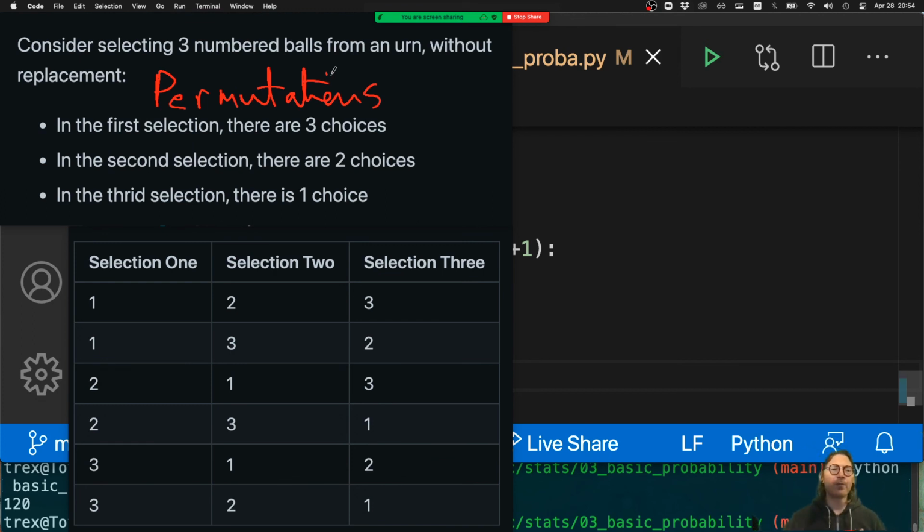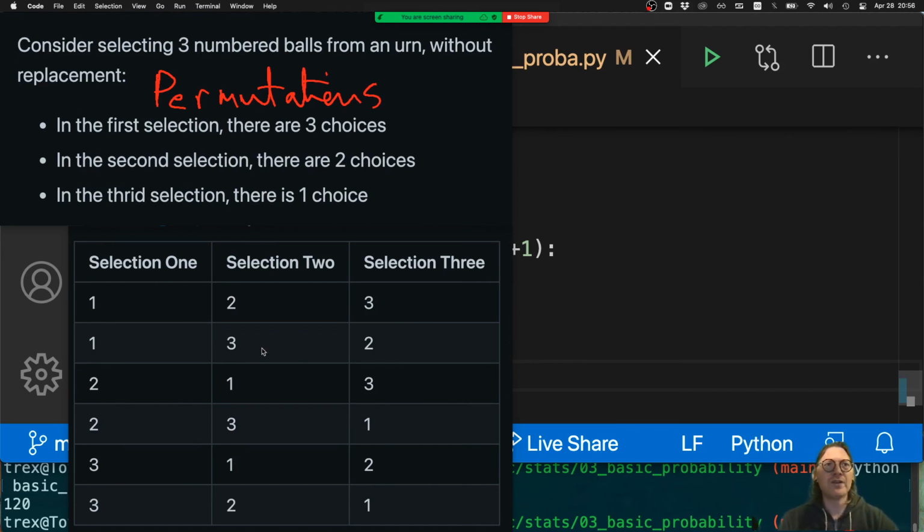So notice in a permutation, we care about the order of these items. We care what order we draw these things in, right? We're drawing 1, 2, 3, 1, 3, 2, 2, 1, 3. It matters. That matters. So, when we're calculating factorial, what we're calculating is the number of permutations of n objects.